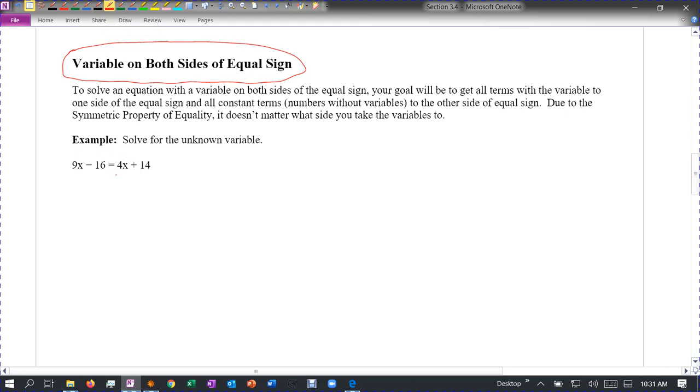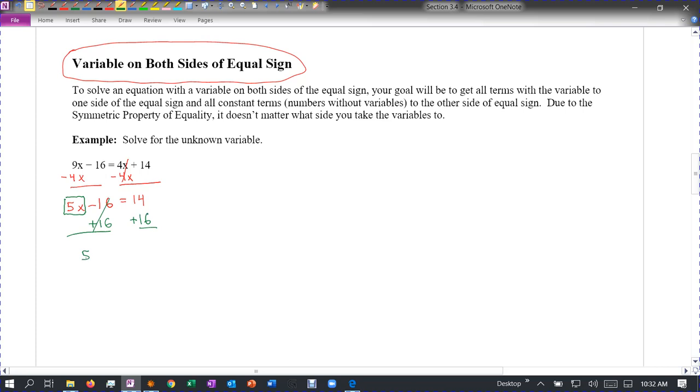So what I need to do here is to get rid of 4x that's on the right here. I need to subtract 4x on both sides. So 9x take away 4x, that's 5x. We still have minus 16 equals, these 4x's go away, and I'm left with 14. And that problem now looks exactly like the problems we just did before. We're going to try and get this 5x term by itself. So we add 16 to both sides.